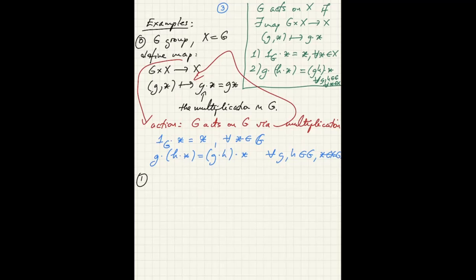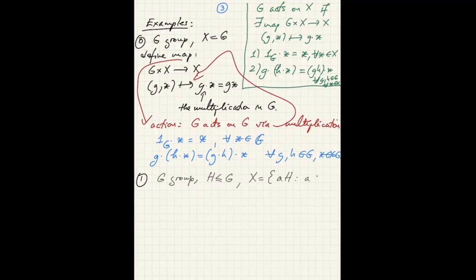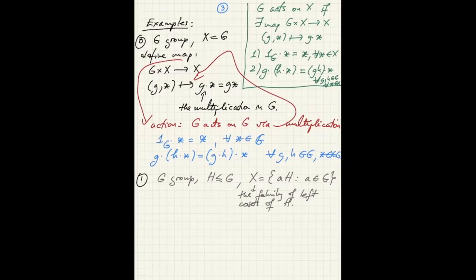Let's do another example now. Let me use a different color. Let's say we have, again, G is a group, and we have H, a subgroup of G. And now we take the collection X as being the collection of all left cosets of H. So it's all sets of the form aH with a in G. So X consists of the family of left cosets of H. In this situation, we can define the function, and we'll see that it's a group action.